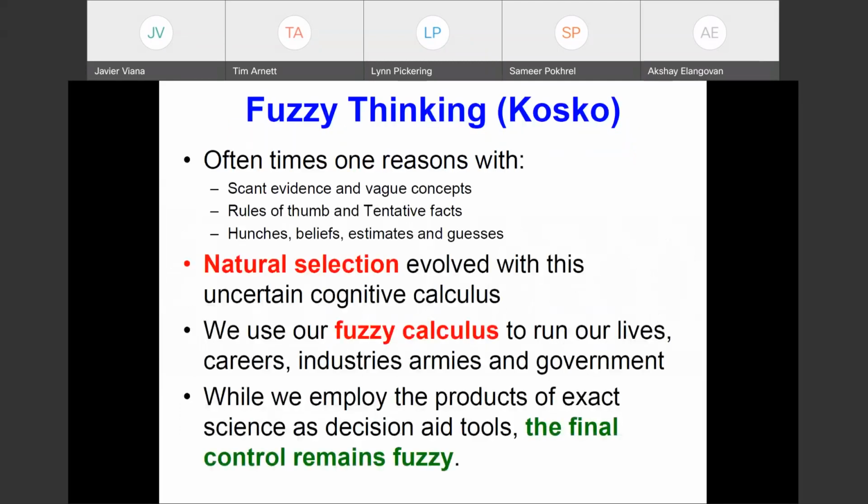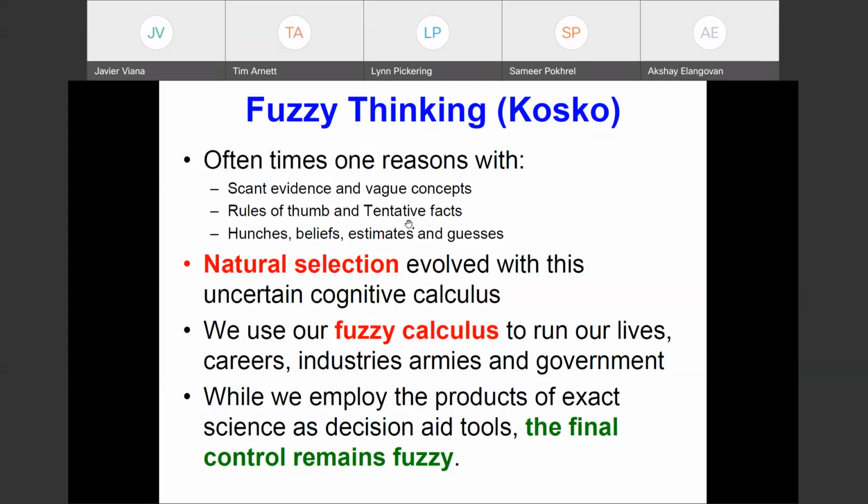One of the leading authors and publishers of papers in the world of fuzzy is Bart Kosko, and he's put out a number of articles on fuzzy thinking, and he's a proponent of it. What he means by fuzzy thinking is assigning these gradations of membership in sets as opposed to binary. And he argues that this is a better way to do things because a human reasons with scant evidence and vague concepts, but we're still able to make decisions based on that.